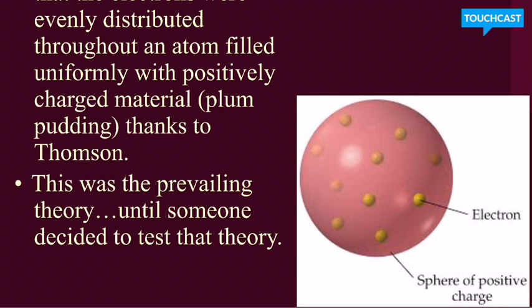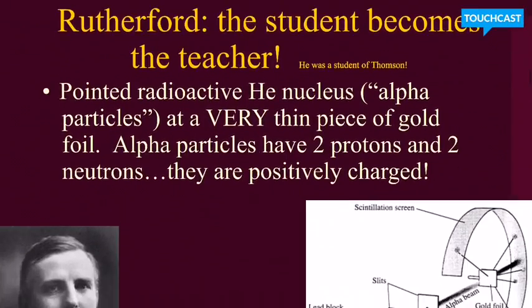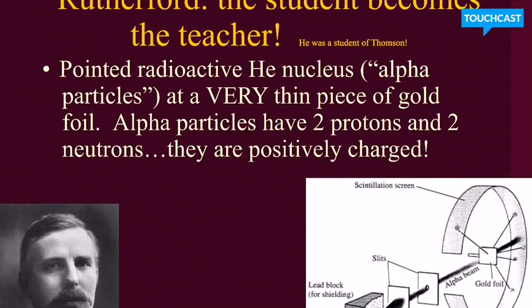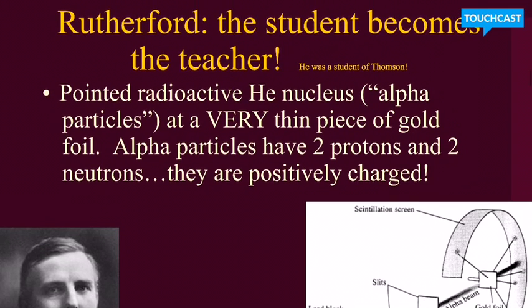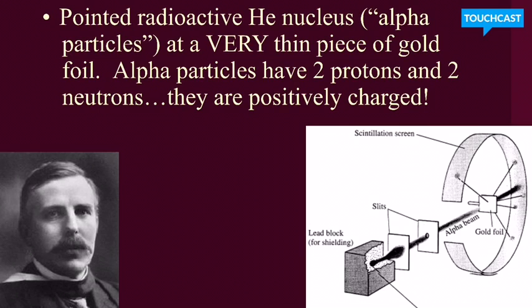This was the prevailing theory until someone decided to test that theory. And the test that was done is sometimes called the gold foil experiment. And this was done by a gentleman by the name of Rutherford. Oh, he was the student of J.J. Thomson. So what he did was he pointed a radioactive source of helium nuclei.